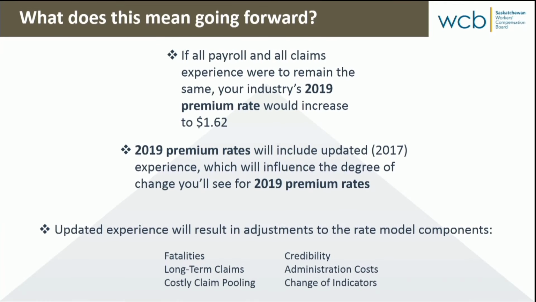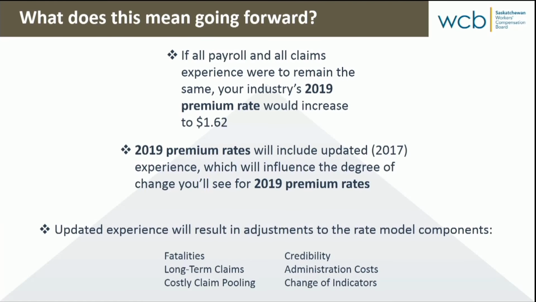So what does this all mean going forward? All things being equal, your 2019 premium rate would increase to $1.62 in 2019. In order for that to happen, though, the claims costs and payroll for all industries would need to remain the same, which we know is not likely to happen because of updated experience, not only in your rate code, but other rate codes. So the 2019 premium rate is dependent on more than just your industry's experience and payroll.